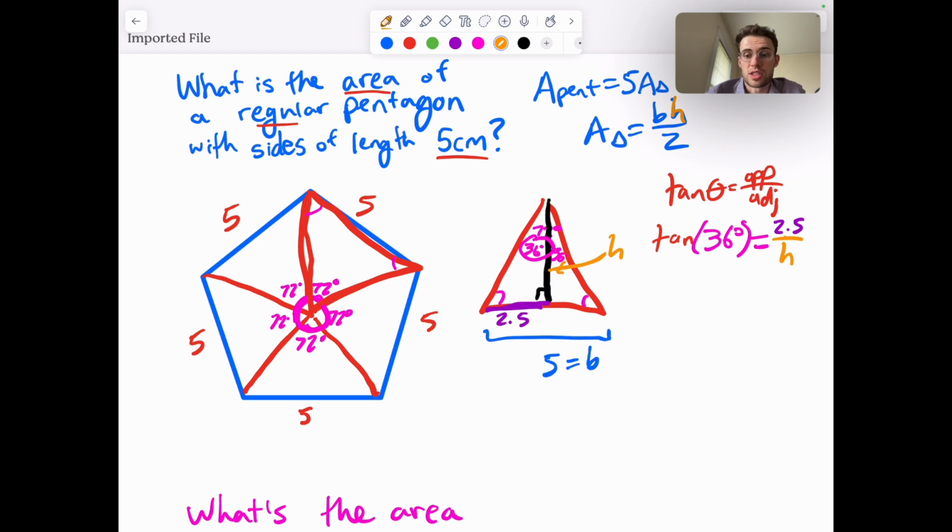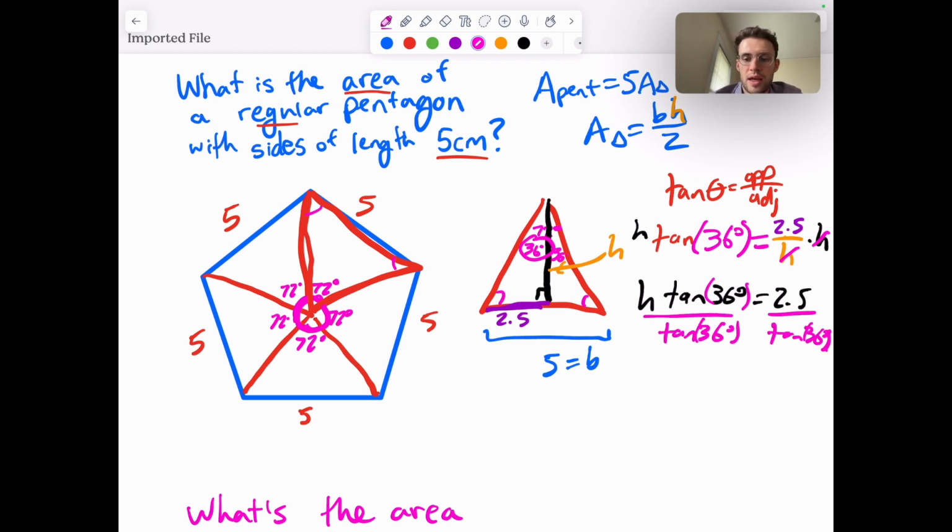All right, so now we have an equation with one variable, so we can solve for it. To get that h alone, we're going to multiply both sides by h, which would give us h tangent of 36 degrees is equal to 2.5. The h's cancel out up here. And now we want to get the h alone, so we get rid of the times tan of 36 by dividing both sides by tan of 36 degrees. Again, that cancels the tan over here. We're left with the height is equal to 2.5 divided by tangent of 36 degrees.